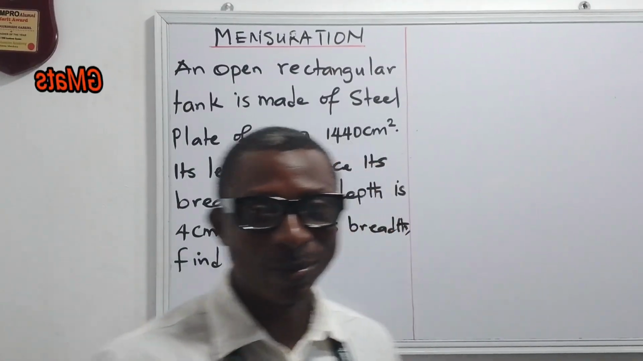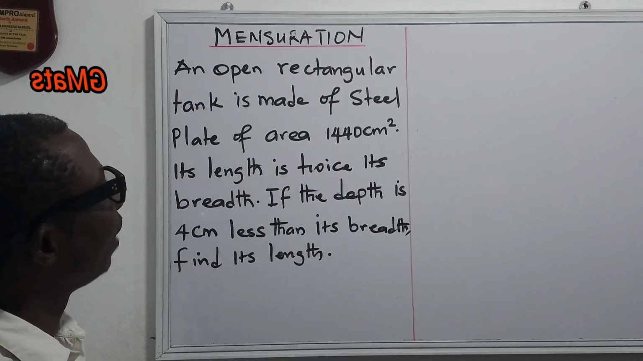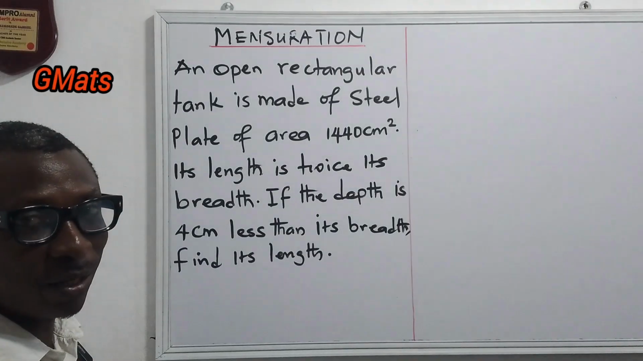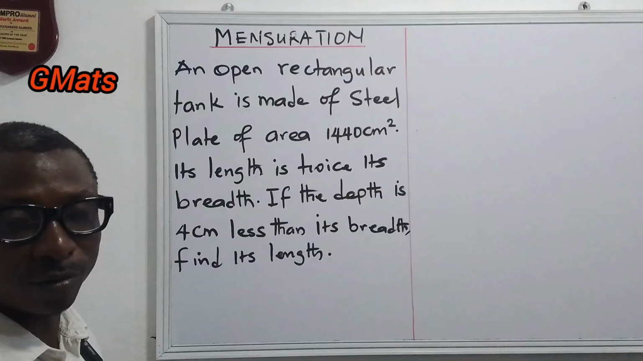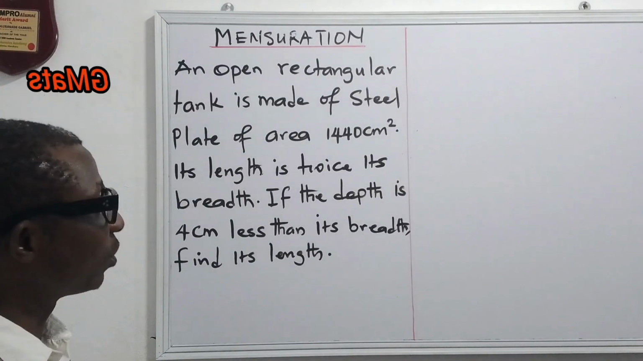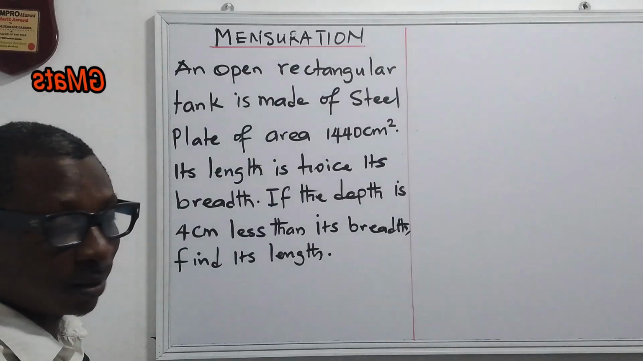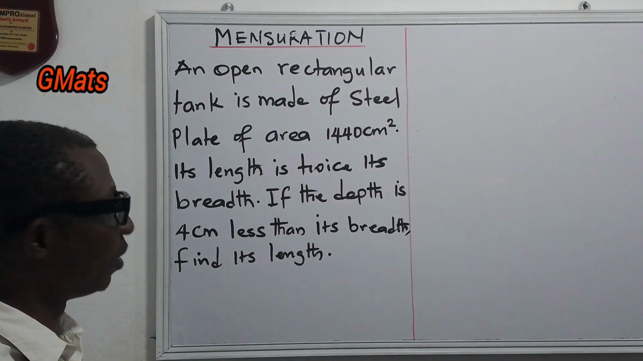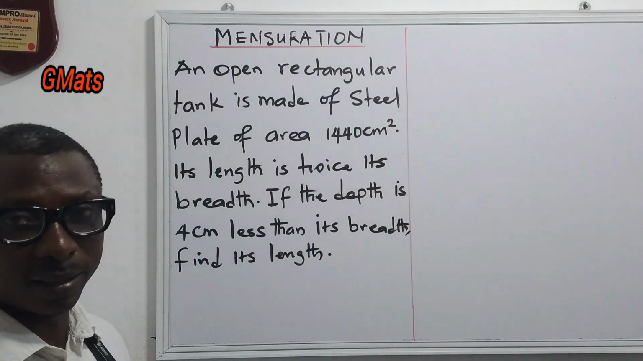Hello, let's solve this problem on the mensuration. An open rectangular tank is made up of steel plates of area 1440 centimeters square. Its length is twice its breadth. If the depth is 4 centimeters less than its breadth, find its length.